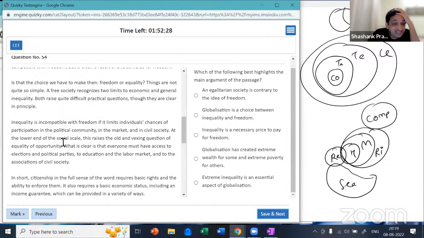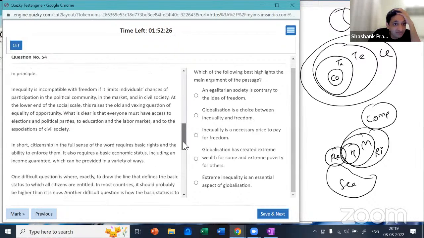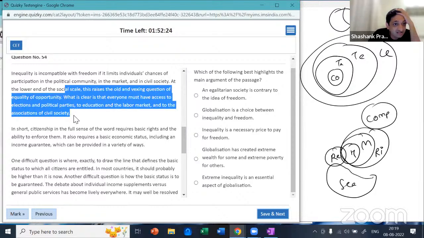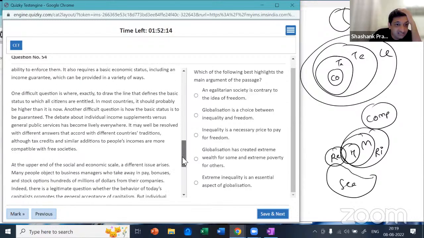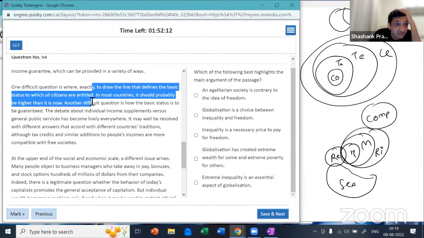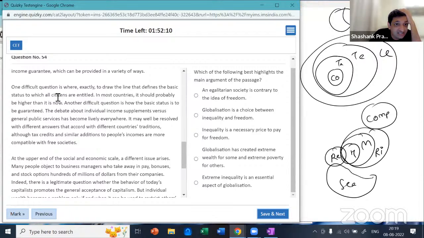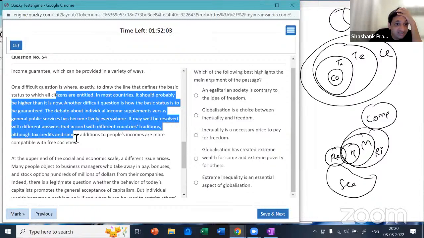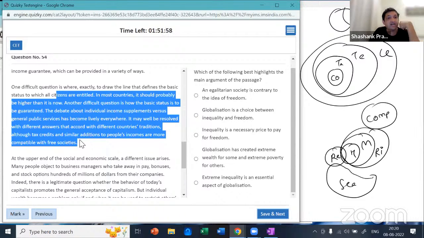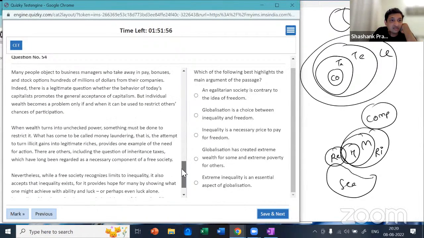Okay, lower end of the social scale, this is an old and vexing question of equality of opportunity. I should not have got into this, I think. Citizenship, full strength, economic status, income guarantee, which can be provided in a variety of ways, doesn't matter. Difficult question is, where do we draw the line? Basic status should be higher than it is now. Okay, basic status should be guaranteed. Debate individual income supplements versus general public services resolved within different traditions. Tax credits are more compatible with free societies.